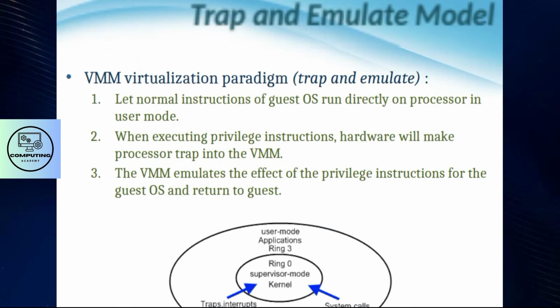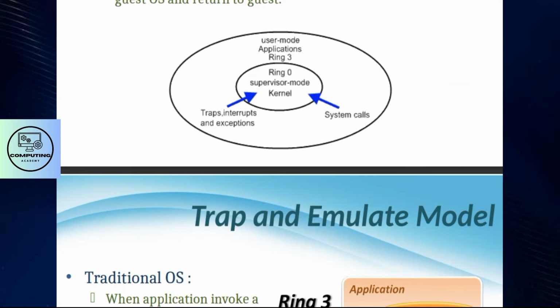And now the VMM virtualization paradigm, which is trap and emulate. Let normal instructions of the guest OS run directly on the processor in user mode. And when executing privileged instructions, hardware will make the processor trap into the VMM. The VMM emulates the effect of the privileged instructions for the guest OS and returns to the guest. You can also see the diagram here.